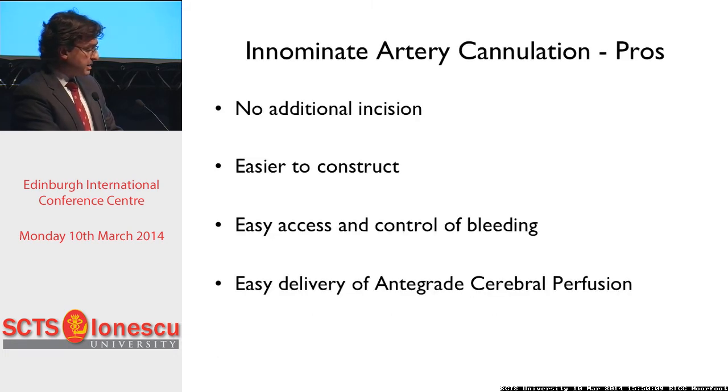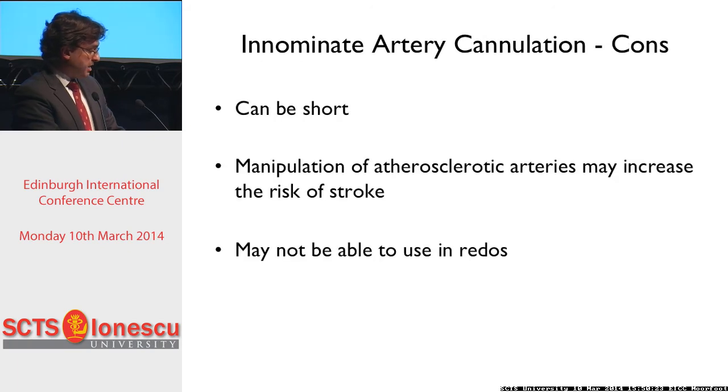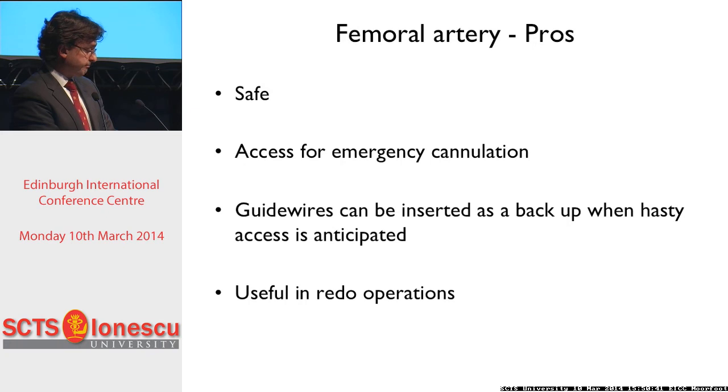Innominate artery cannulation advantages: there is no additional incision, it's easy to construct, it's easily accessible, you can control the bleeding, and there is a very easy delivery of antegrade cerebral perfusion. Disadvantages is that it can be short. You sometimes may have to manipulate head and neck vessels that are very atherosclerotic or indeed very narrow, and it may require complete occlusion of the artery in order to perform the anastomosis. You may not be able to use it in redo situations.